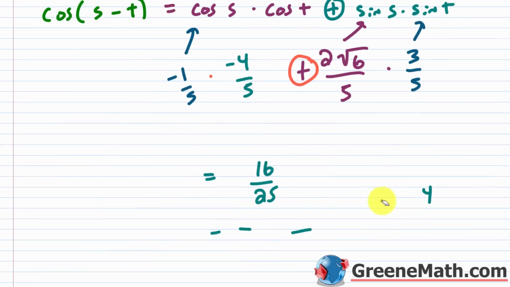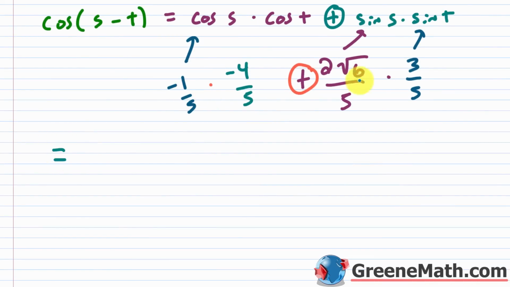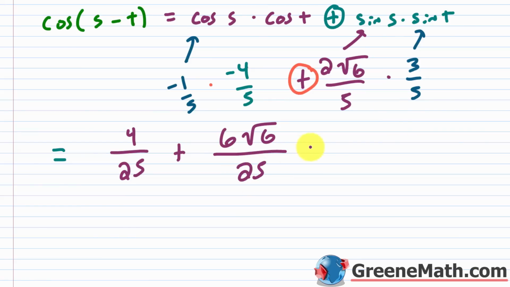I'm just going to put equals here and then just use these values. So -1/5 times -4/5, negative times negative is positive. So this is 4 over 5 times 5 is 25. Then plus, you have 2 times square root of 6 times 3. That's just going to be 6 times square root of 6 over 5 times 5 is 25. So you have a common denominator here. You can just say that this is 4 plus 6 times square root of 6 over 25.